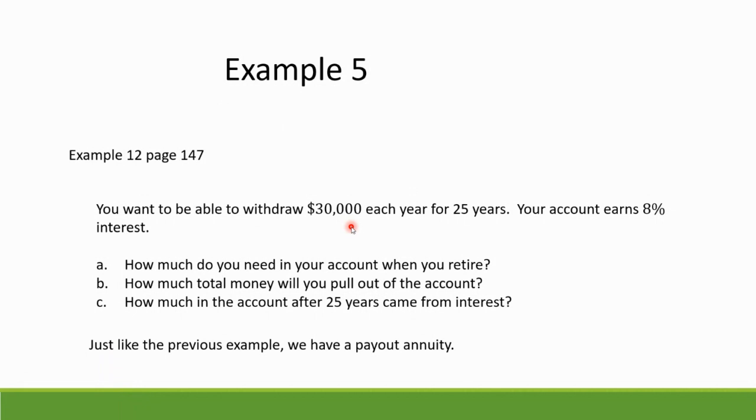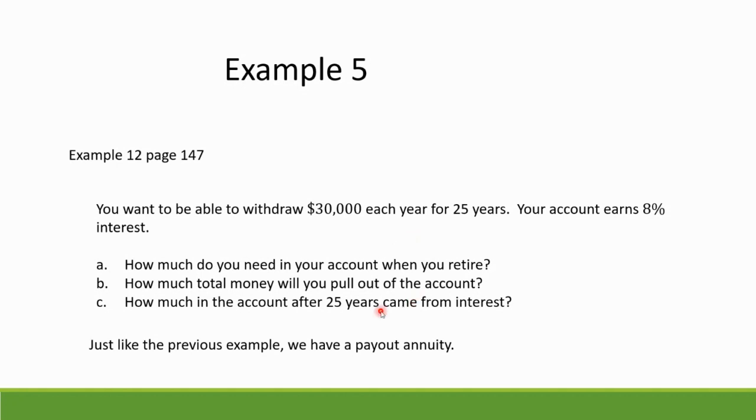So they want to know, how much do you have to have in your retirement account to accomplish all this? So again, when you retire, you want to be able to withdraw $30,000 every year for 25 years. And it turns out the account earns 8% interest. Okay?